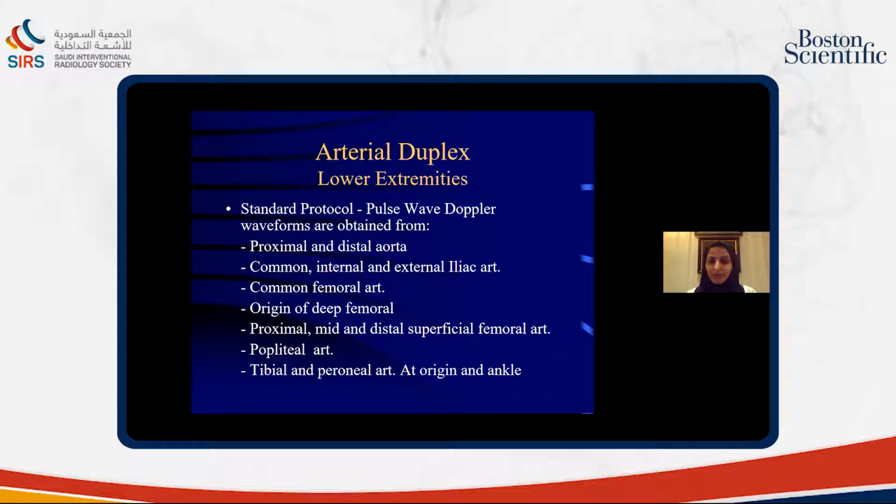And then we go to tibial and peroneal, or anterior tibial, and also the posterior tibial and peroneal artery. In case there is any stenosis, we have to take pre and at and post stenotic area. We have to do pre and post.